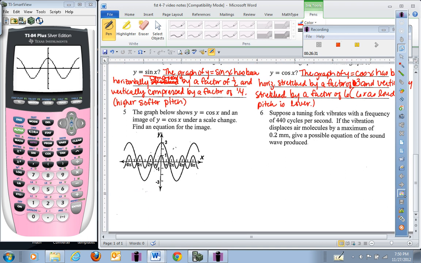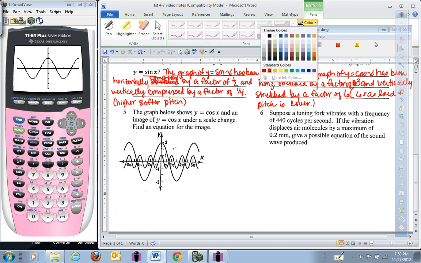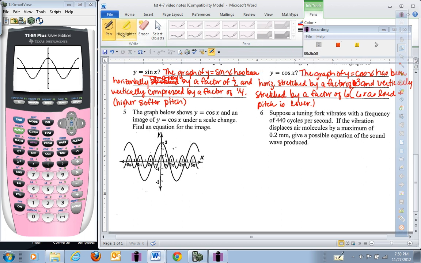All right, let's see what number 5 says. Number 5 says the graph below shows y equals the cosine of x and an image of y equals cosine x under a scale change. We want to find the equation for the image. To find the equation for the image, we need to find the value of a and the value of b.